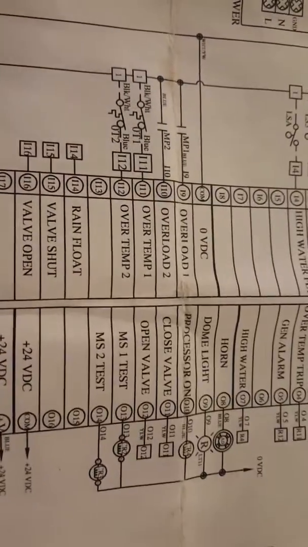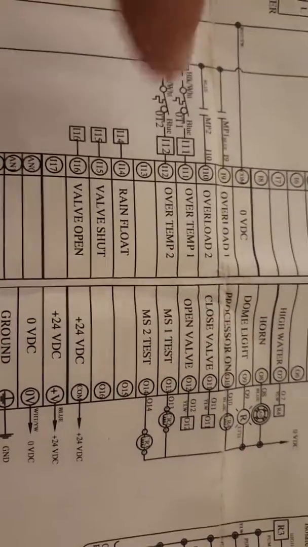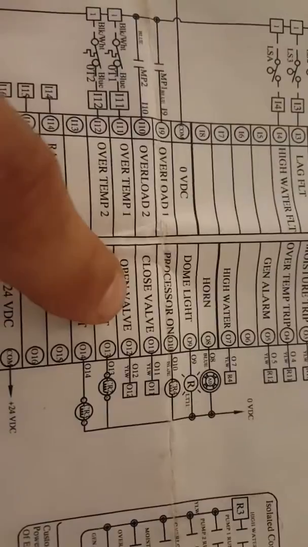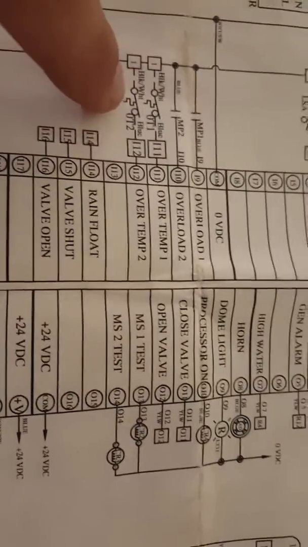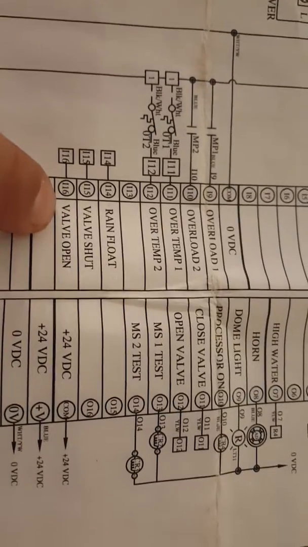Inversely, if the float should open up, or you manually actuate the valve at the control panel, we send a signal through output 12, which opens the valve, and then once the valve is open, we're supposed to get an input on 16. Now, I have two issues with the system right now.